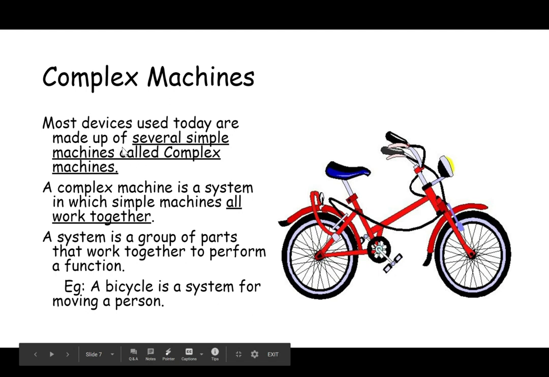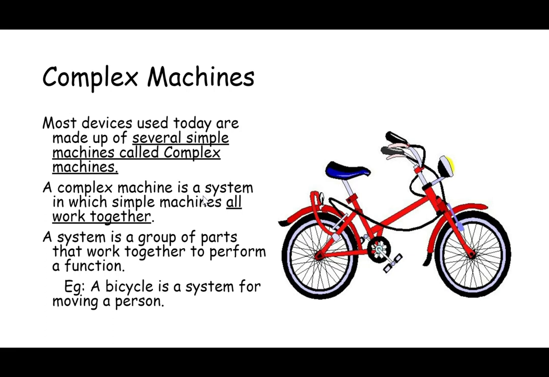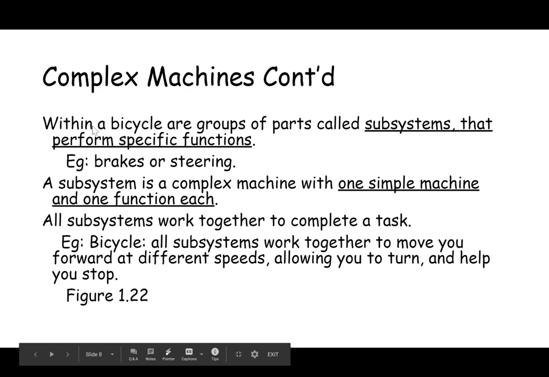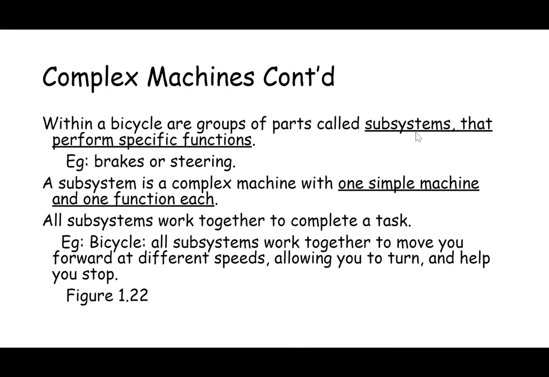Most devices used today are made up of several simple machines, called complex machines. A complex machine is a system in which simple machines all work together. A system is a group of parts that work together to perform a function. For example, a bicycle is a system for moving a person. Within a bicycle are groups of parts called subsystems that perform specific functions, for example, brakes or steering. A subsystem is a complex machine with one simple machine and one function each. All subsystems work together to complete a task. For example, in a bicycle, all subsystems work together to move you forward at different speeds, allowing you to turn and helping you stop.